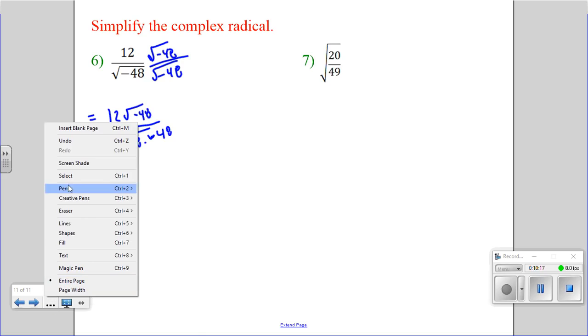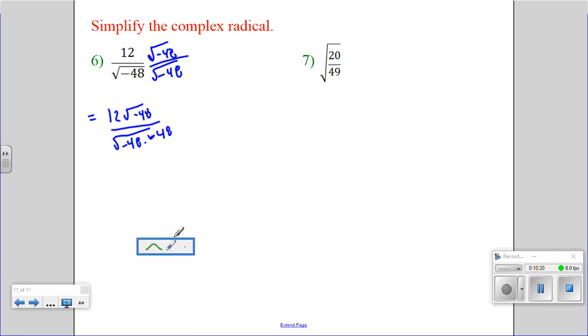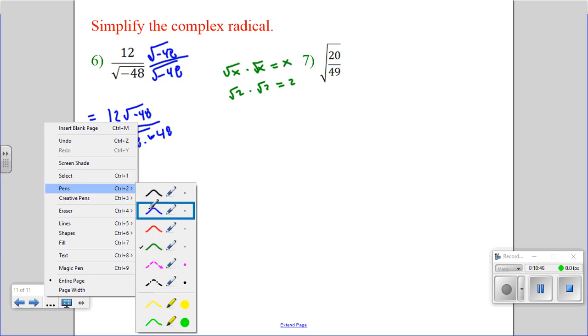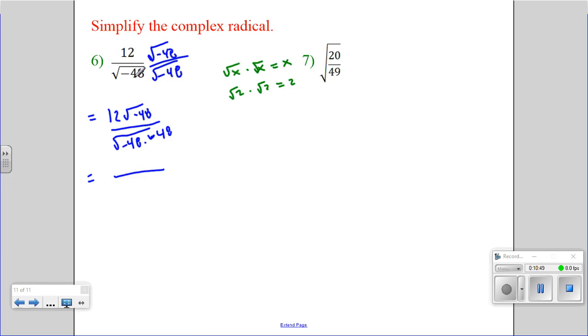Here's a shortcut tip. When you have identical roots, for example, the square root of x times the square root of x, it's going to be equal to just x. Same thing if I had square root of 2 times the square root of 2, it's going to equal 2. So if that's the rule and that's the trick, at the bottom of my denominator, I have the square root of negative 48 times the square root of negative 48. That's going to give me a negative 48 according to the rule.